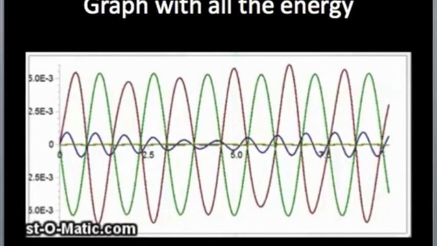A graph was also constructed showing all the energies in the system. The blue line represents the change in kinetic energy, the red line is the change in spring potential energy, and the green line is the change in gravitational potential energy. The yellow line is the sum of the energies, which we all know is 0.